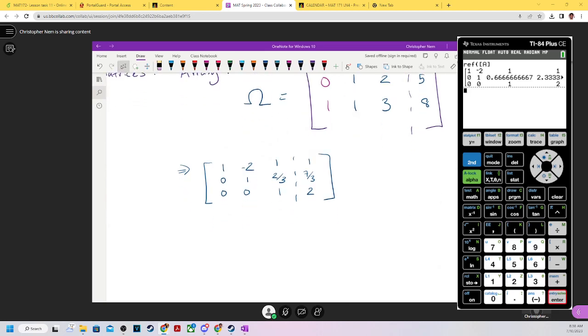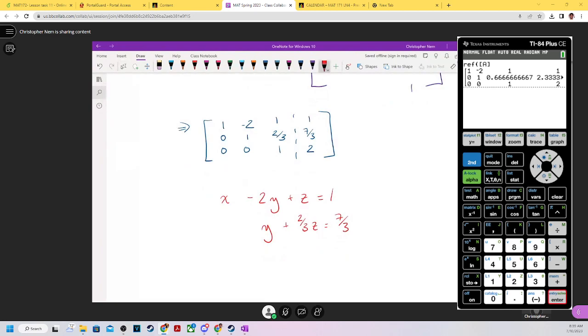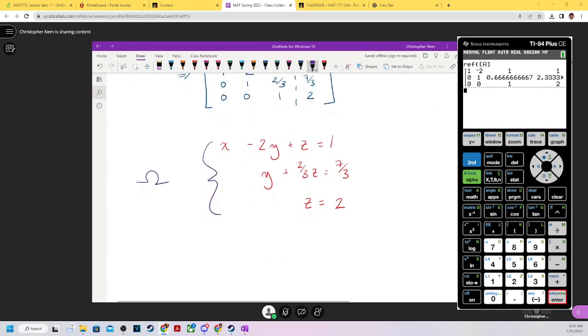Now, once you have your matrix simplified, you can actually put this back in linear system so you can understand it. This is the same thing as saying x minus 2y plus z equals 1, y plus 2 thirds z equals 7 thirds, and then we have z is equal to 2, which is what omega is equal to. And this means that I have my solution set. z is equal to 2. This is my z value.